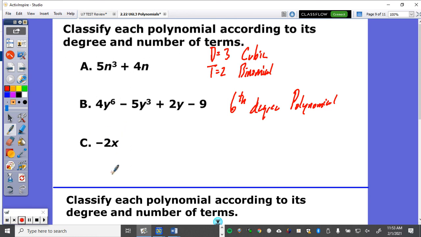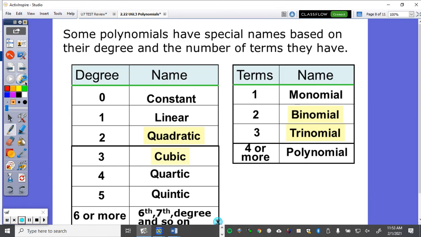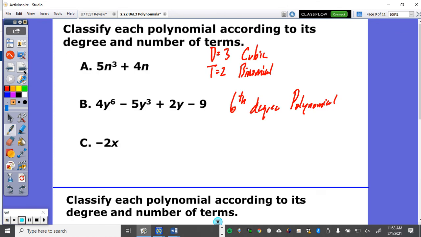What's this one? The degree is 1 and the number of terms is 1. So how would I call that if the degree is 1 and the number of terms is 1? A linear monomial. That's how we would classify this.